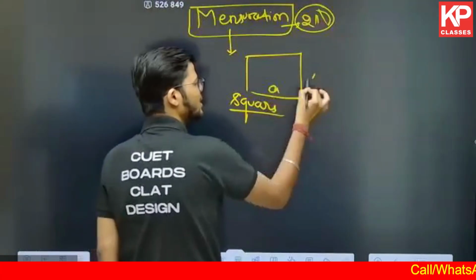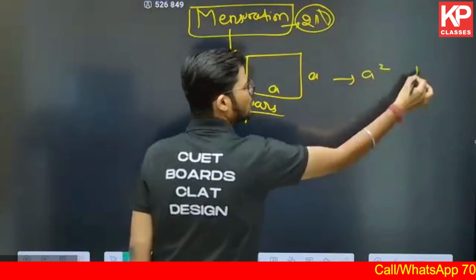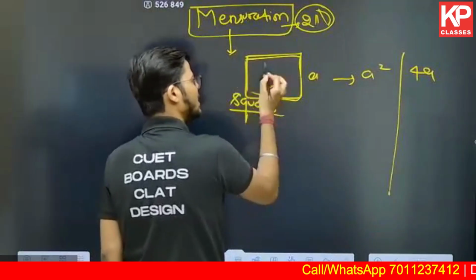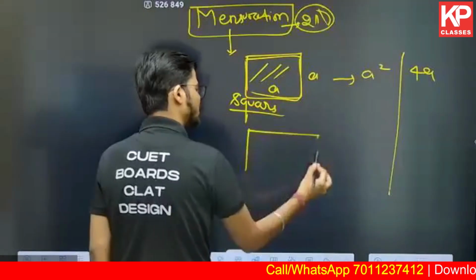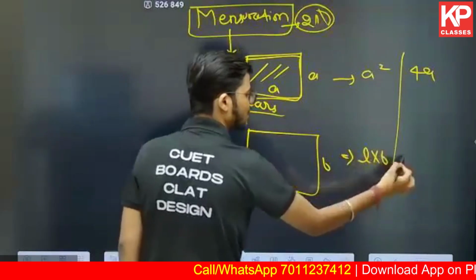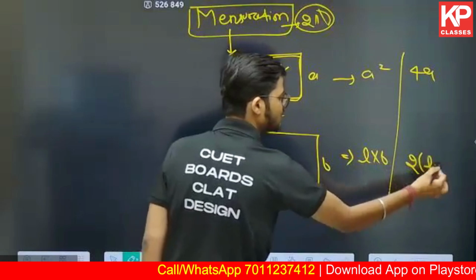In case of a square, we know that the area is a squared and the perimeter is 4a. Here a is the length of the side. In case of a rectangle, if this is L and this is B, the area is going to be L into B, and the perimeter is going to be 2 times L plus B.